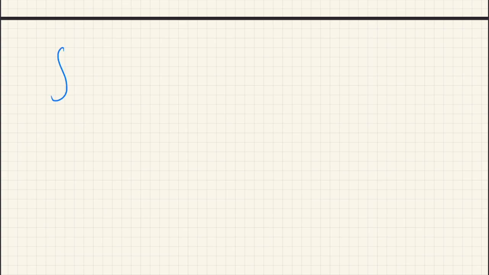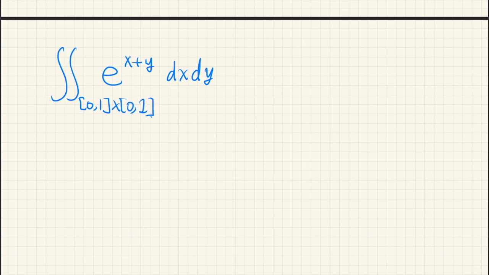Let's see a simple example. Consider integrating the exponential function of x plus y, where the closed region here is between 0 and 1 times between 0 and 1. So this exponential function we can split into a product. Let's call this region D.